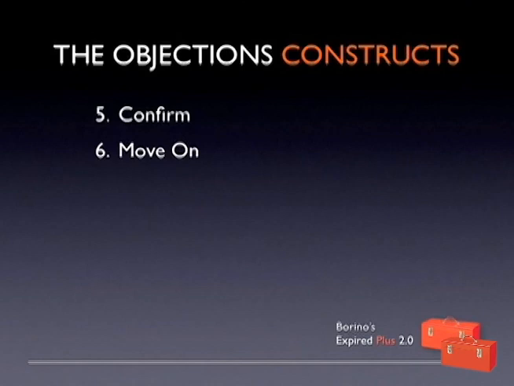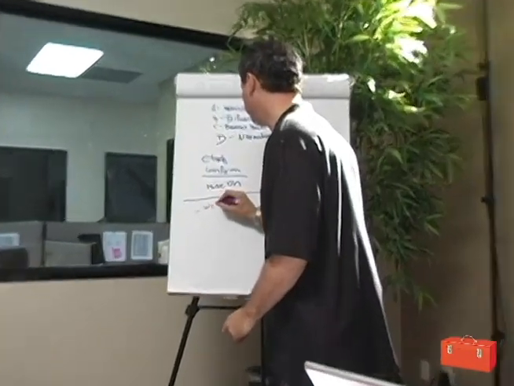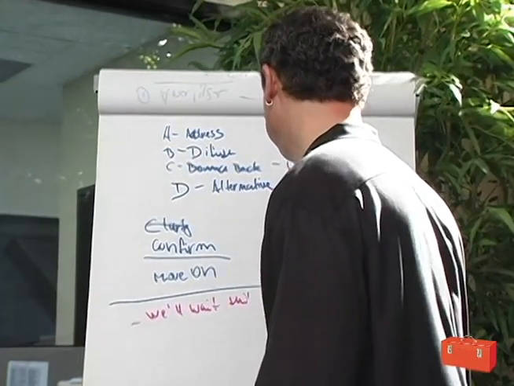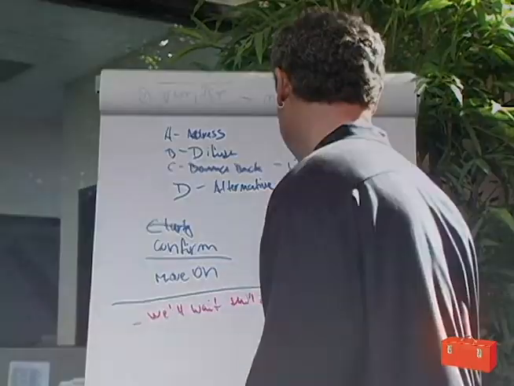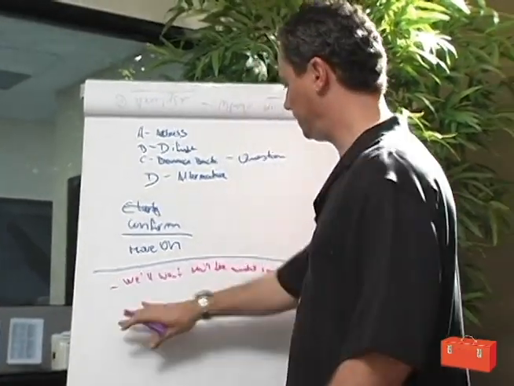Now, how do I build construct? So if you talk to an expired listing and they say, well, we're just going to wait till the market gets better, till the market improves. So that's just one of the objections.